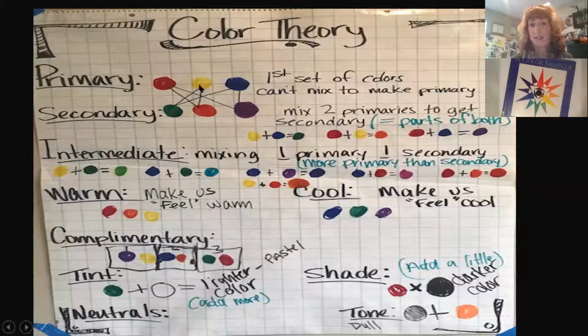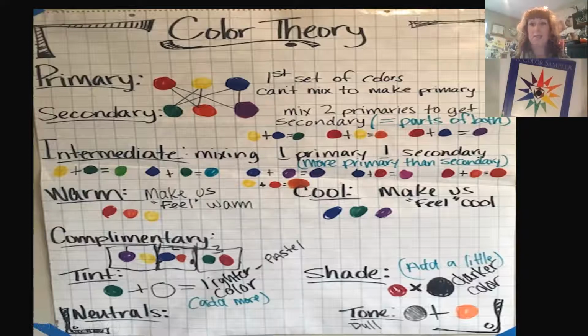If we mix together our primaries, if I mix red and yellow, I get orange. If I mix yellow and blue, I get green. And if I mix red and blue, I get purple. And we call those colors our secondaries. If we mix our secondaries and our primaries together, we get our intermediate colors. And those are the colors that fall between our primaries and secondaries on the color wheel.